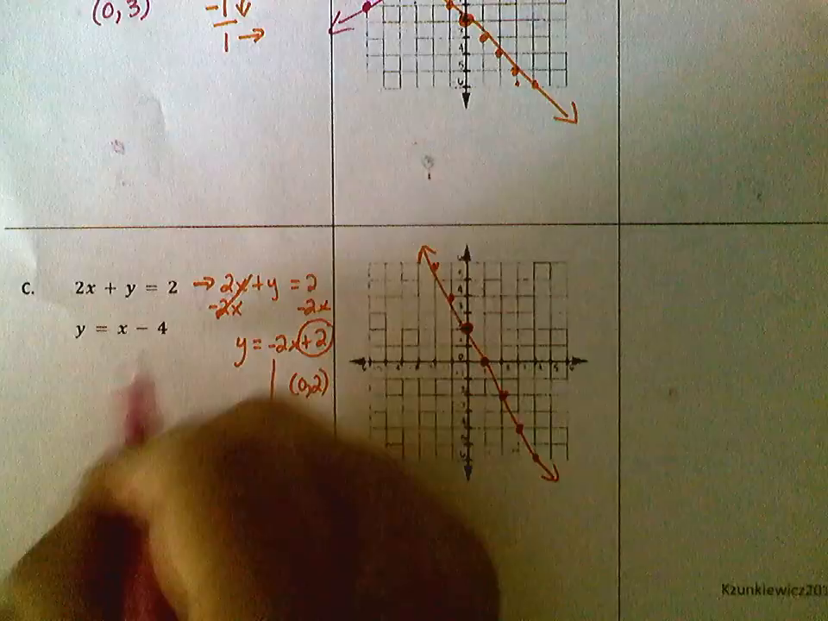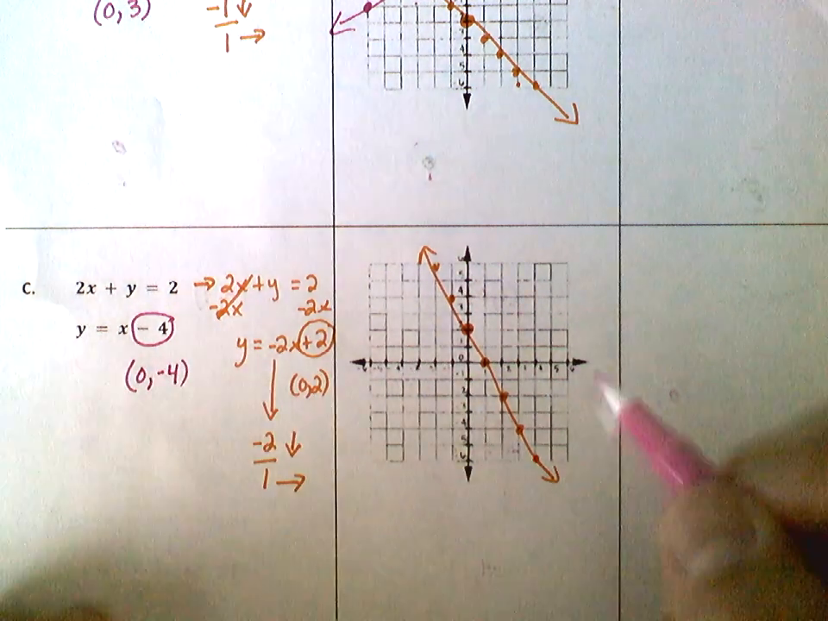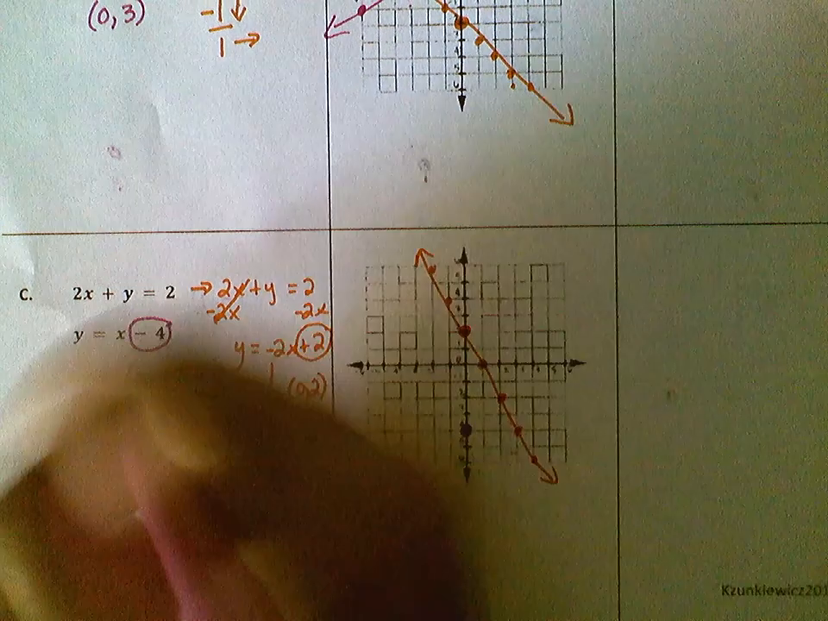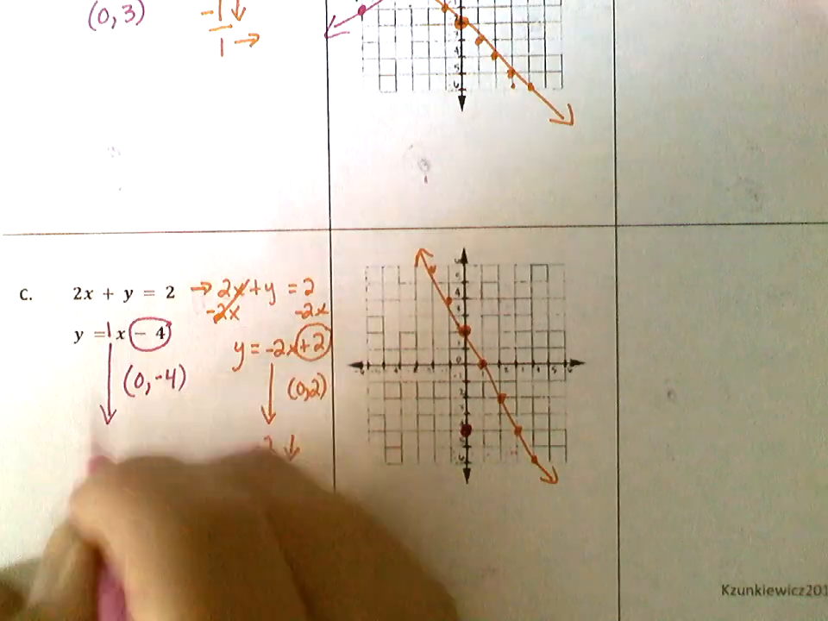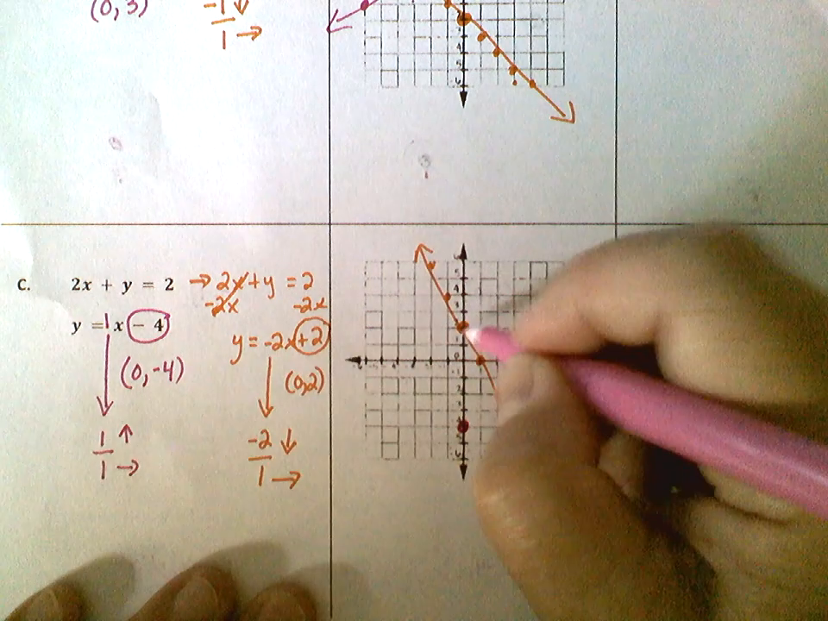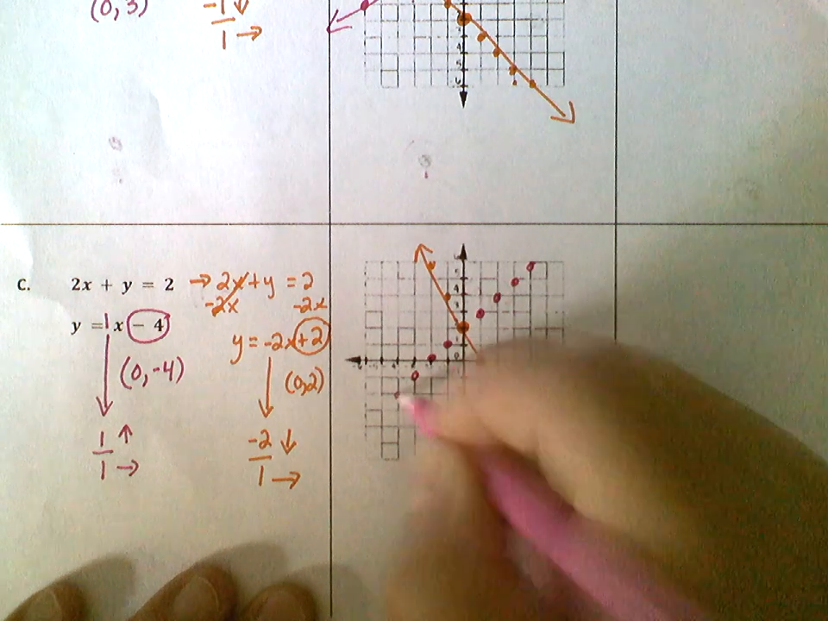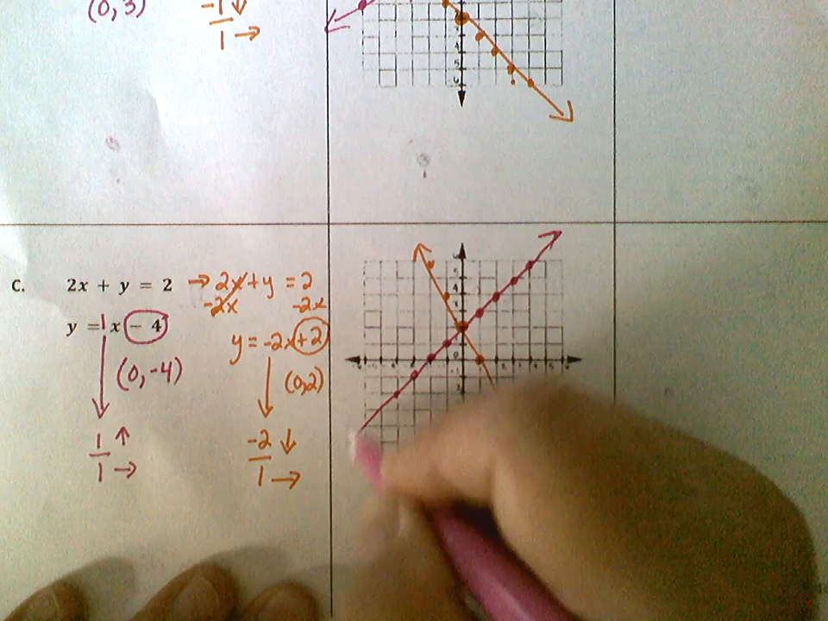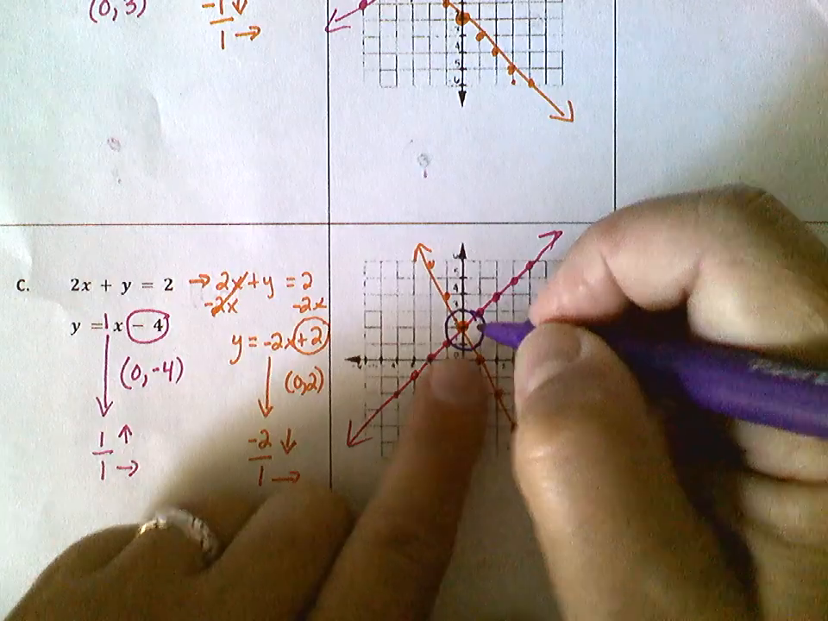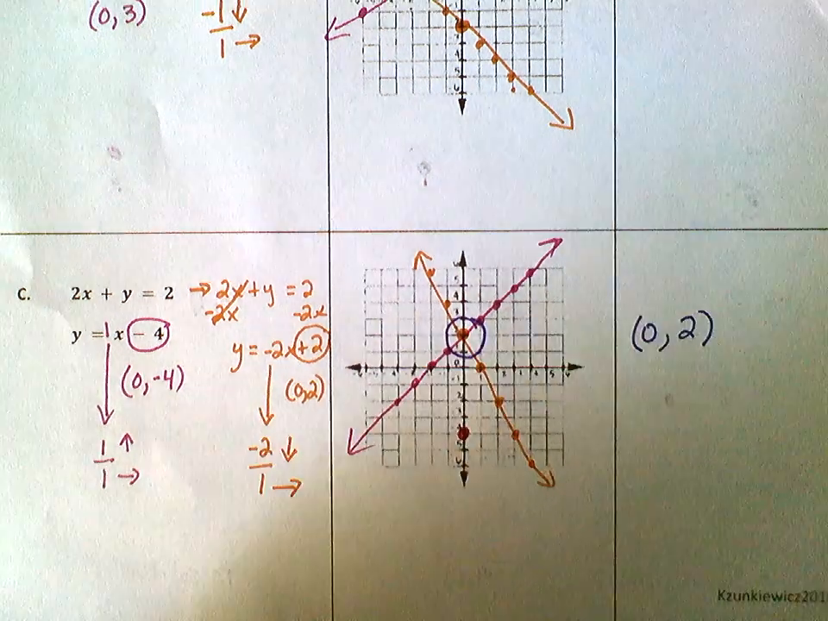Okay. For here, my starting point is 0, -4. -1, 2, 3, 4. And then our slope, remember that's a 1. So we go up 1, right 1, or down 1, left 1. And so they intersect right here on the y-axis at the point 0, 2. That is our solution.